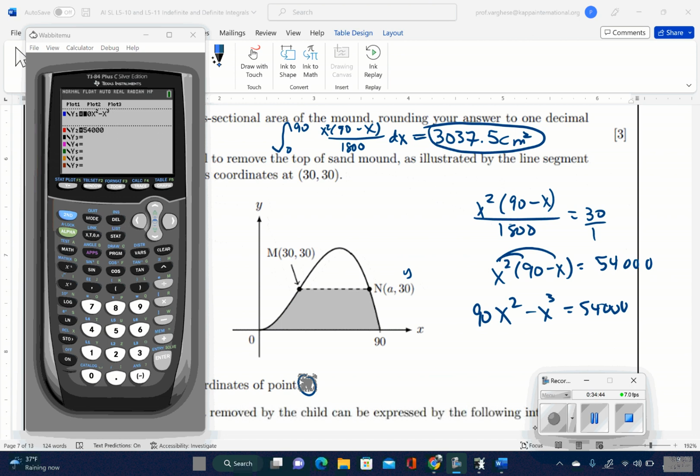All right, so the first thing we're going to do is plug in y1, which is whatever's on the left side of the equal sign. Whatever's on the right side of the equal sign, we're going to plug this under y2, and we're looking to see where they intersect.